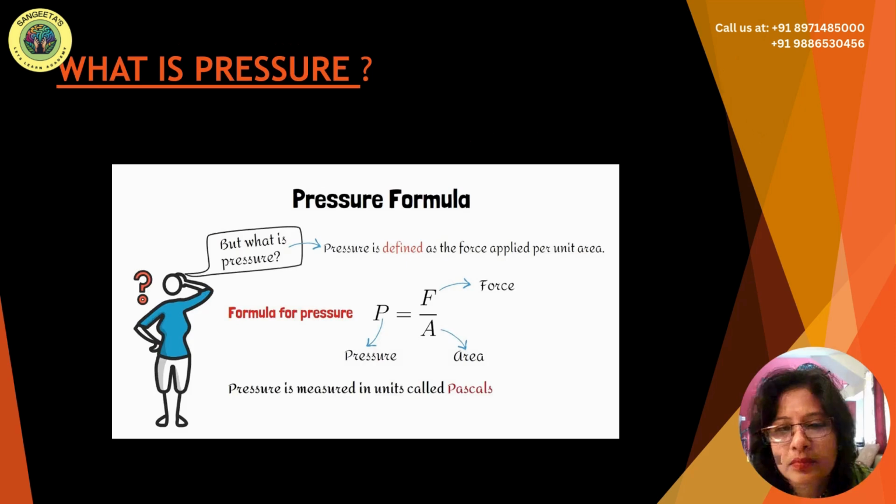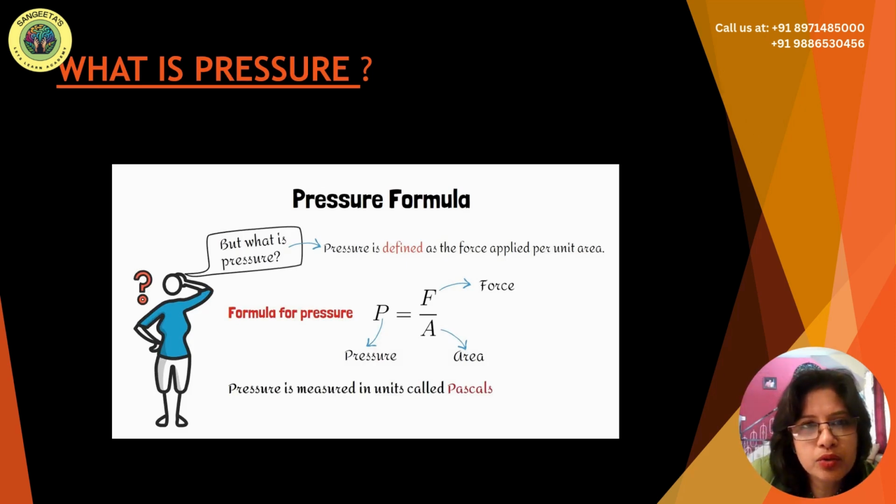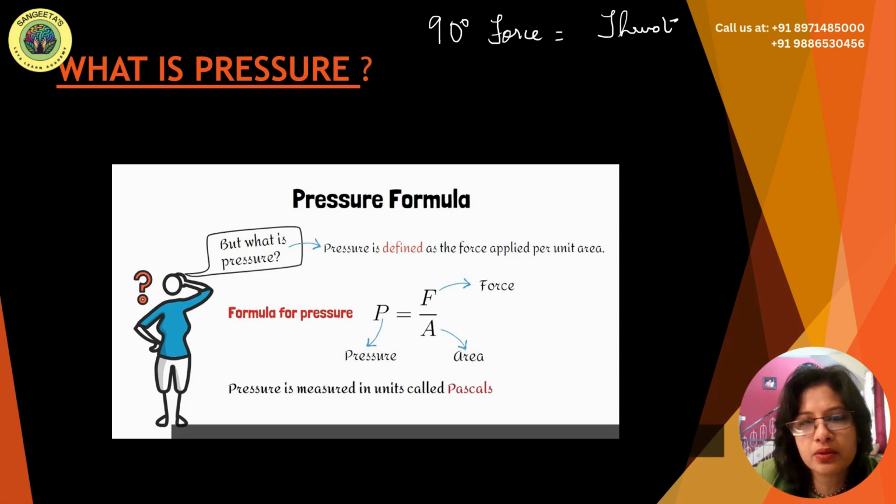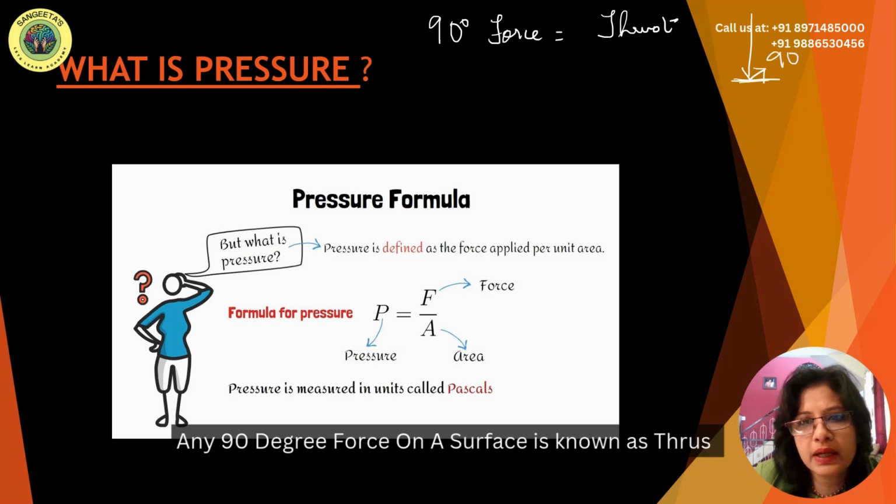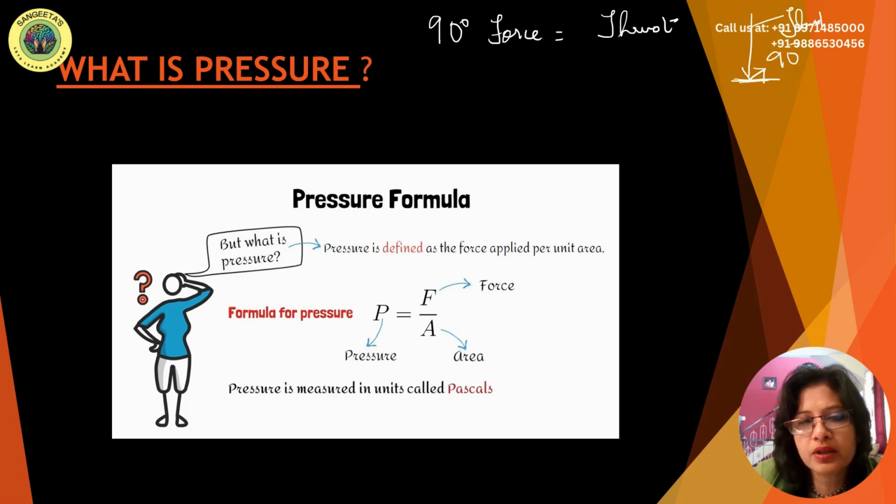Okay, we will now do pressure. Before we do pressure, you have to know what a 90-degree force is. A 90-degree force is called a thrust. So any 90-degree force on a surface is known as thrust. So thrust is a special 90-degree force. How much thrust do you require on a single surface area? That is known as pressure.